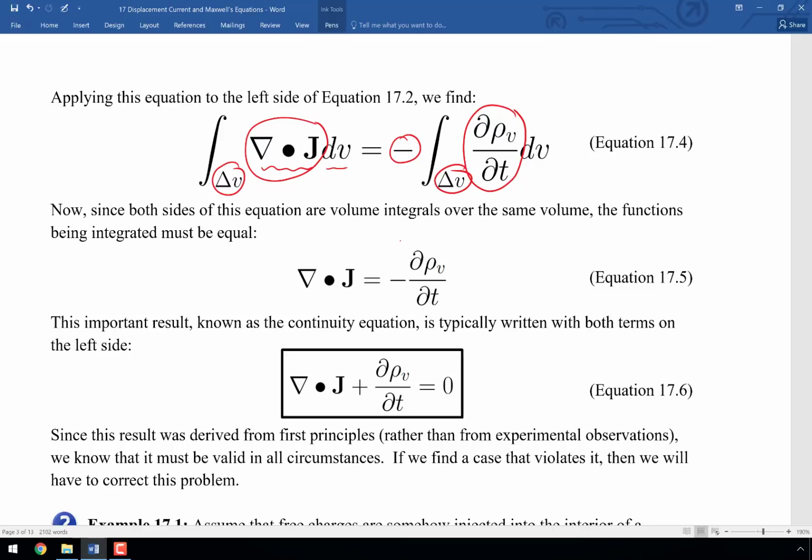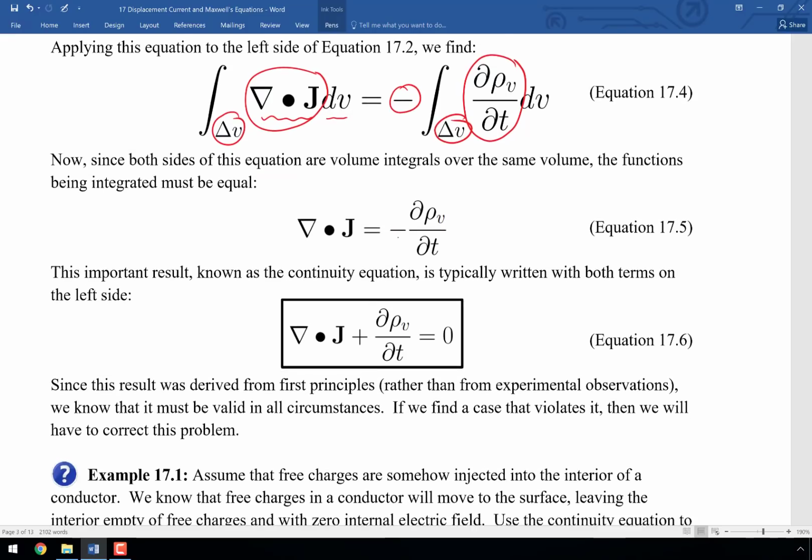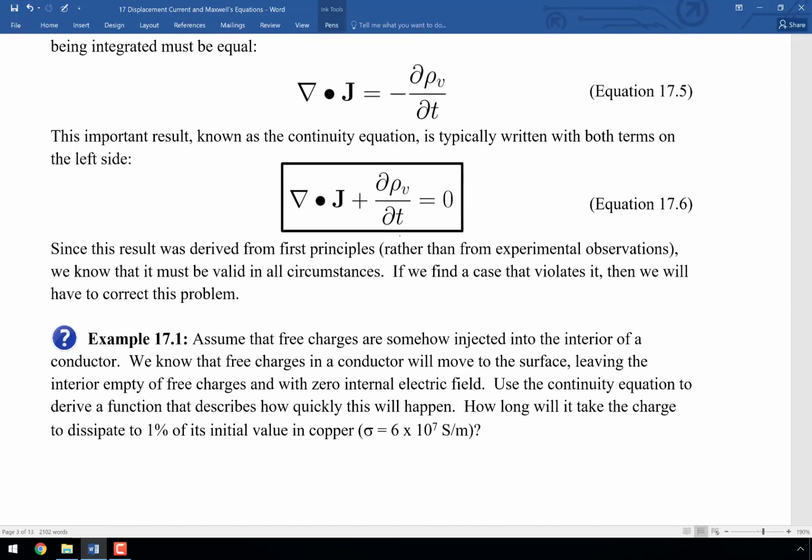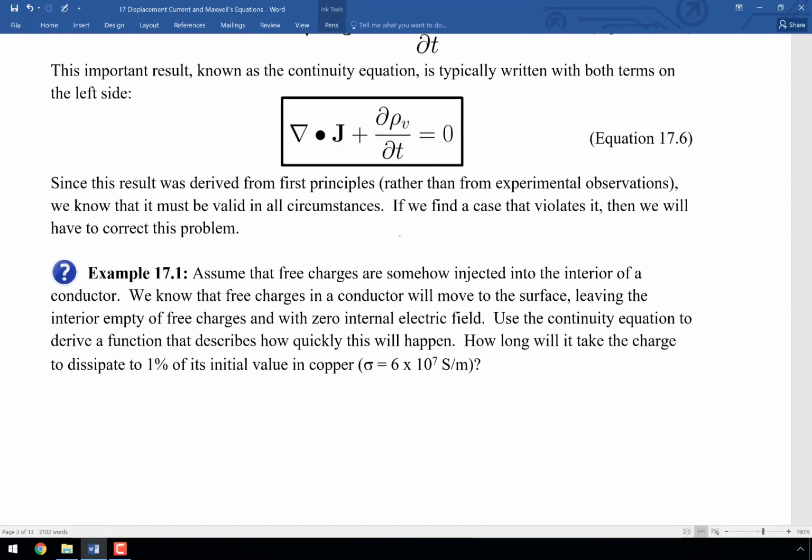Now we really derived that equation from first principles. There was no observation, there was no relying on Maxwell's equations. It was really just conservation of mass. And so we know that this equation is going to be true 100% of the time. If we find something that disagrees with this equation, then we're going to have some concerns about the thing that led to the disagreement, because we know that equation 17.6 is correct.